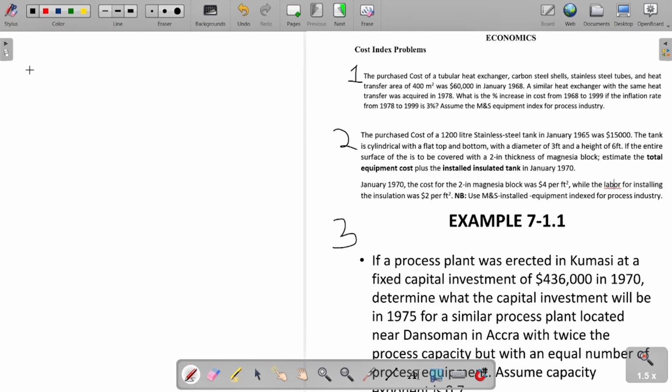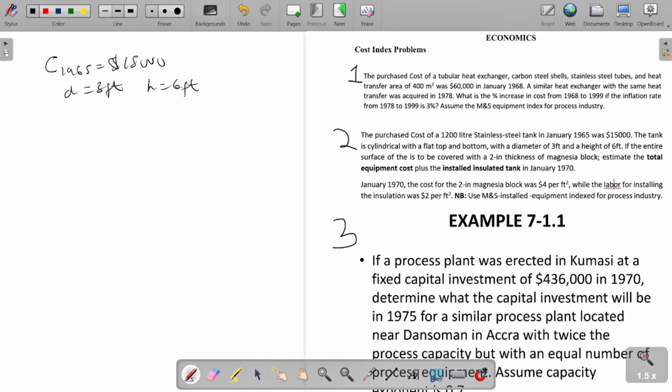For question two, they said that the purchase cost of a 1,200 liter stainless steel tank in 1965 is $15,000. The tank is cylindrical with a flat top and bottom, with a diameter of 3 feet and a height of 6 feet. If the entire surface is covered with 2-inch thickness of magnesia block, estimate the total equipment cost plus the installed insulated tank in 1970.